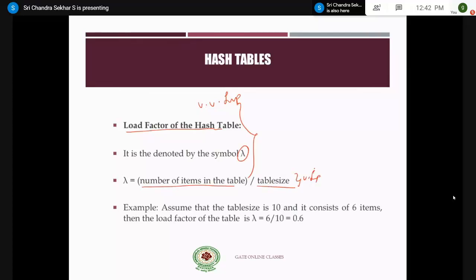Very important. So load factor is nothing but the number of items that are occupied in the table. Therefore, the load factor is denoted by lambda, which is given by the formula number of items in the table by the table size. For example, assume that the table size is 10 and it consists of 6 items. The load factor of the table is given by the number of items, which is equal to 6, by the size, which is 10, that is nothing but 0.6. Right?